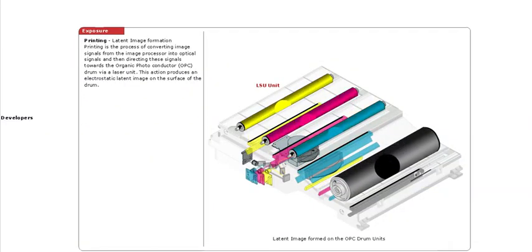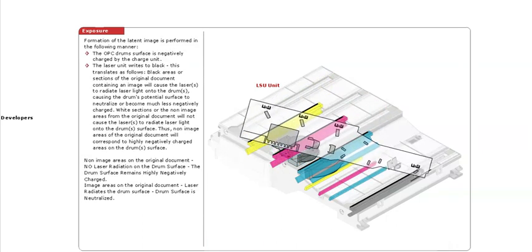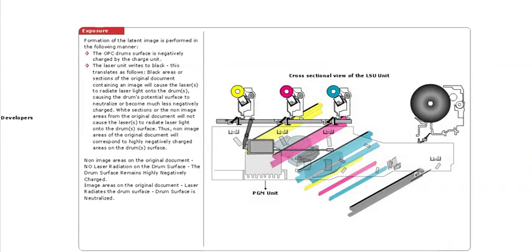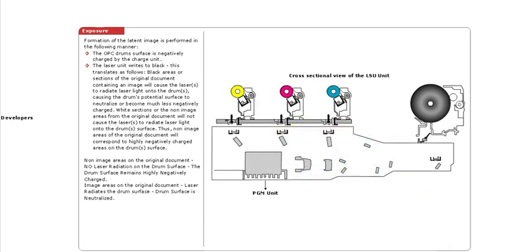Printing, latent image formation. Printing is the process of converting image signals from the image processor into optical signals and then directing these signals towards the organic photoconductor OPC drum via a laser unit. This action produces an electrostatic latent image on the surface of the drum. Formation of the latent image is performed in the following manner. The OPC drum's surface is negatively charged by the charge unit. The laser unit writes to black.